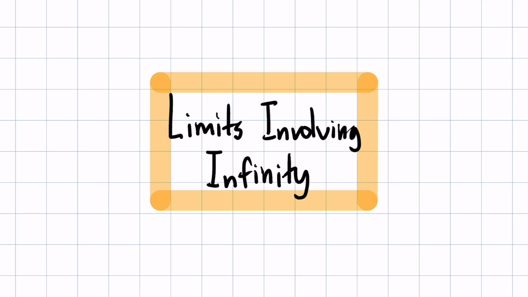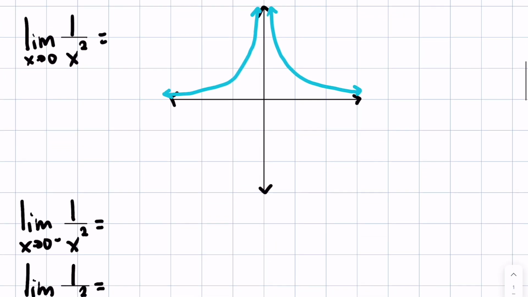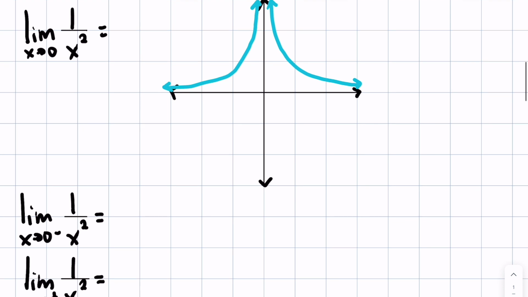We are doing the last limits video before we move on to derivatives, and today we're talking about limits involving infinity. So first we're going to look at limits that go to infinity or to negative infinity. Looking at this graph, clearly from the left of 0 and from the right of 0, we are going towards infinity. We have an asymptote there. So the limit of this function is infinity. Let's see how we actually figure this out.